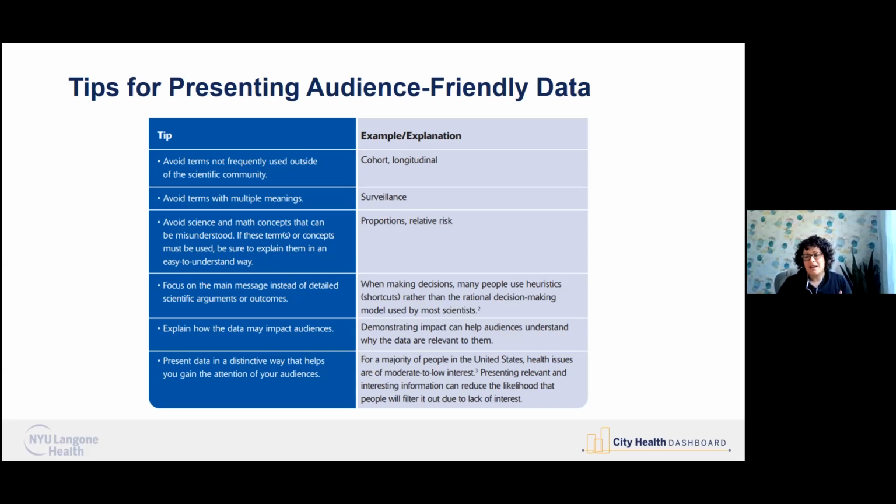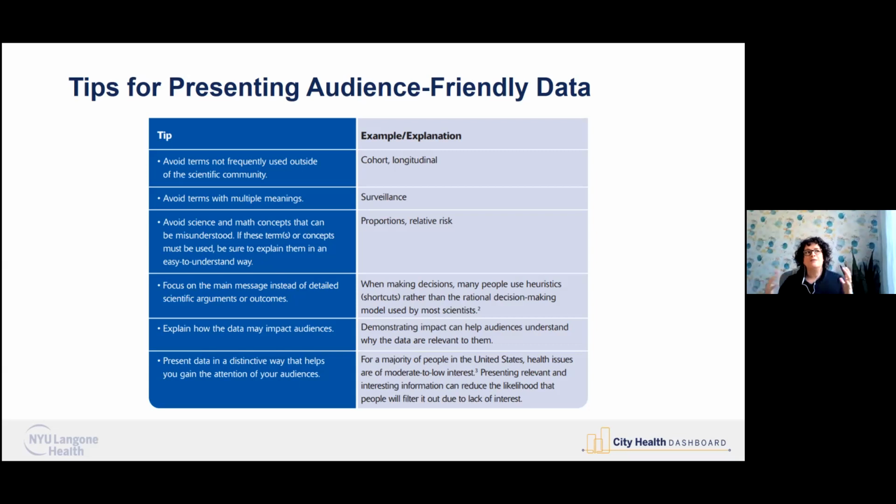Some science and math concepts that can be frequently misunderstood include things like proportions, relative risk, percentage increase versus percentage point increase. So really thinking about how you share that information is important. And then focusing on the main message instead of the detailed scientific arguments or outcomes.